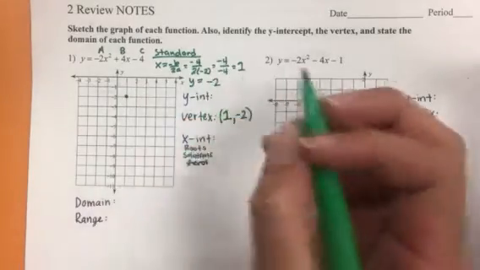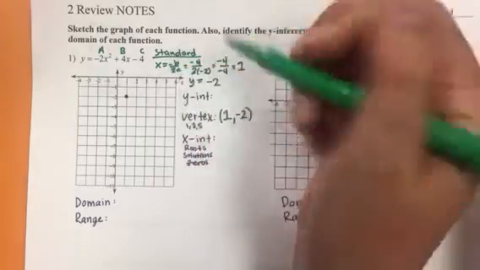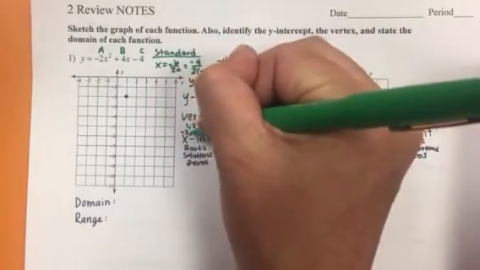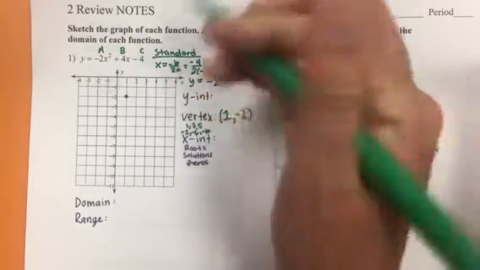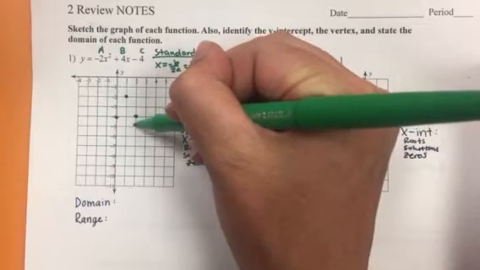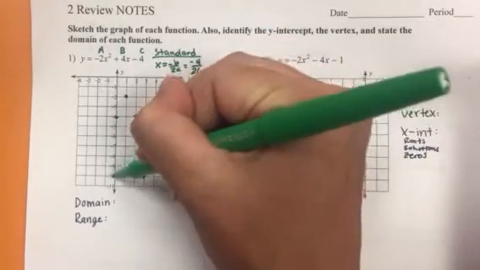Now parabolas go by 1, 3, 5, but because there's a negative 2 in front, it's going to go by negative 2, negative 6, negative 10. Down 2 over 1. Down 1, 2, 3, 4, 5, 6 over 1.